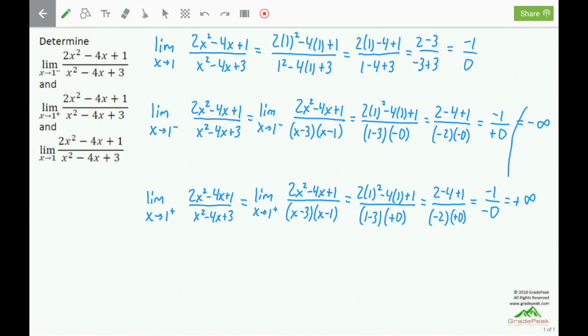The two-sided limit depends on the results of the two one-sided limits. They do not match here, so the two-sided limit up here does not exist. And there's the results of the three different limits.